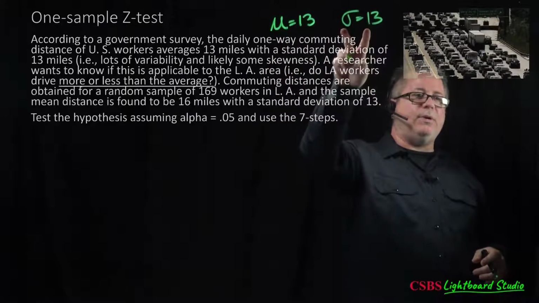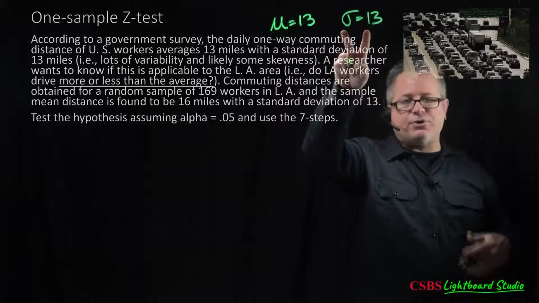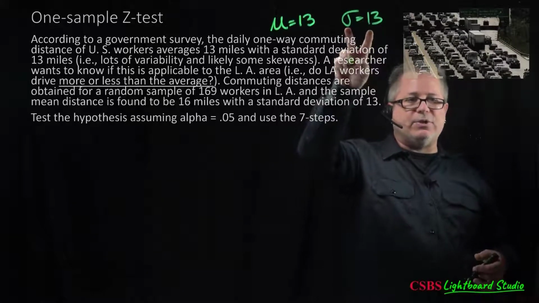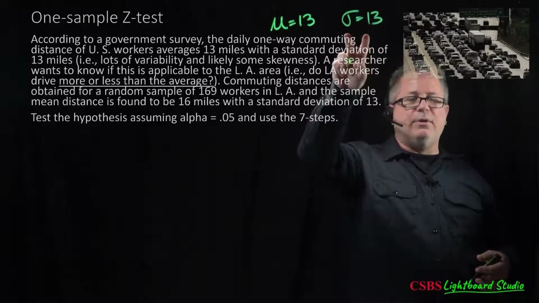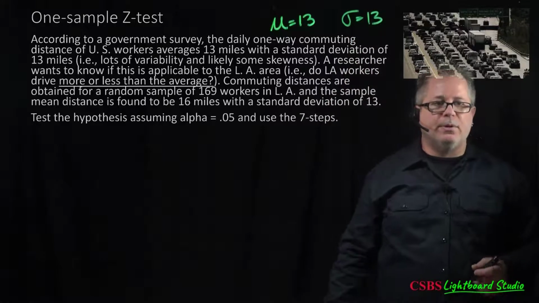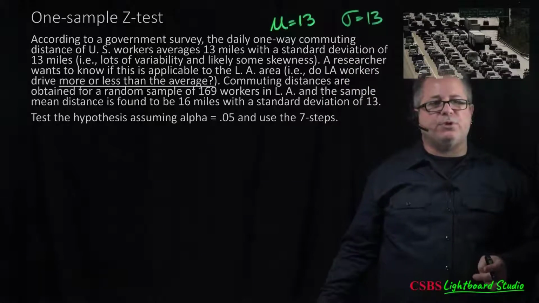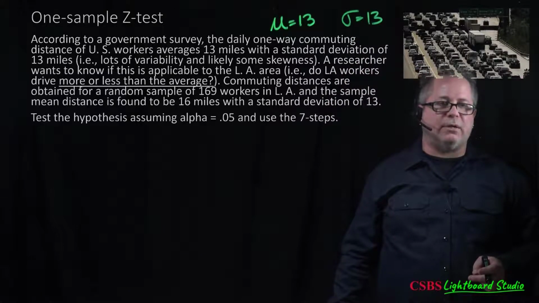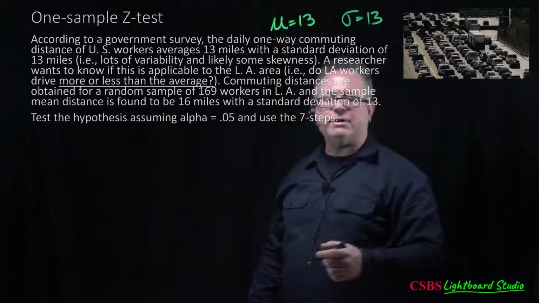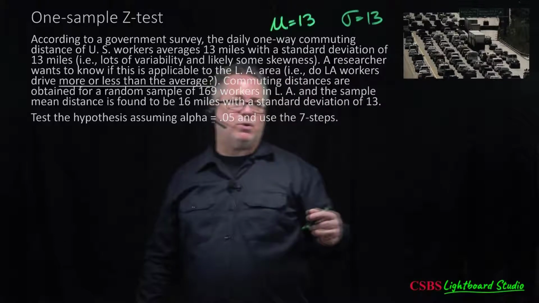As soon as you see that we have a population standard deviation, that should clue you in that this is likely a one sample z-test, because we're actually given the population value and we need that to do a z. Okay, so what else are we given? The researcher wants to know if this is applicable to the LA area. Commuting distances are obtained for a random sample of 169 workers. So now we're talking about a random sample.